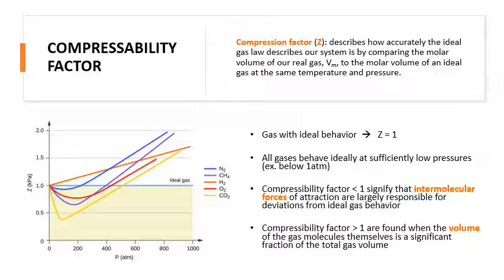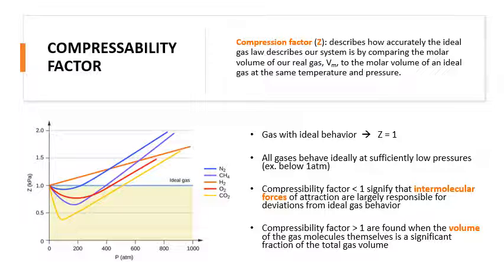In real life, however, gases are made up of atoms and molecules that take up a finite volume, and these atoms and molecules interact with each other through intermolecular forces. One way we can look at how accurately the ideal gas law describes our system is by comparing the molar volume of our gases to the molar volume of an ideal gas at the same temperature and pressure.